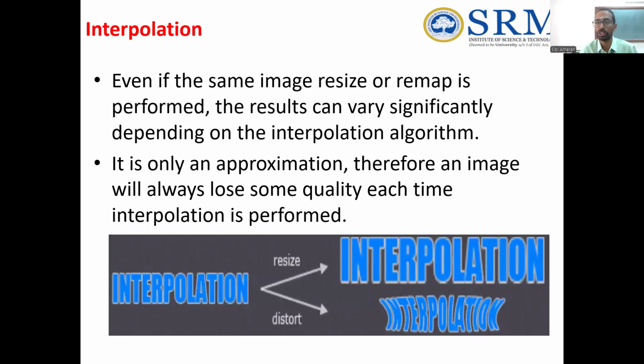So what is interpolation? What is the main drawback in point operation? Everyone knows that we have to modify the pixel value, but the main constraint is that we have to modify the pixel value without resizing the image. Is that possible? That's the biggest question mark. That is not possible. If you modify the pixel value, automatically the size of the image will also be modified. So this is the biggest drawback.